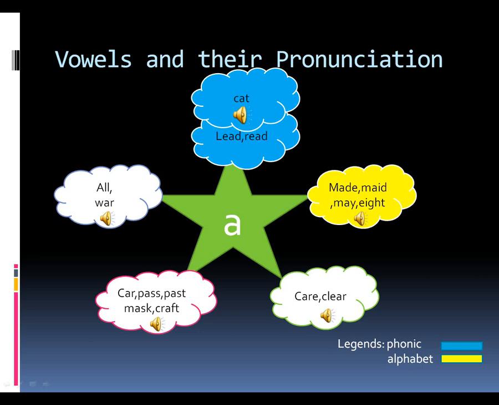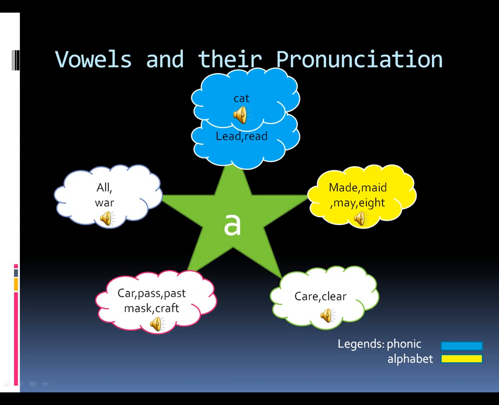Similarly, the second case is A followed by I: made, paid, laid, raid. And the third case is when the letter A is followed by Y: may, say, stay, away. And the fourth case is EIGHT, which combined produces the sound A: ate, wait. So this is the second sound, that is the alphabetic sound.